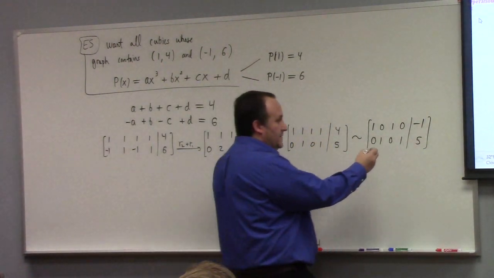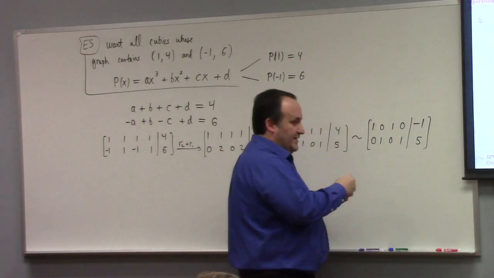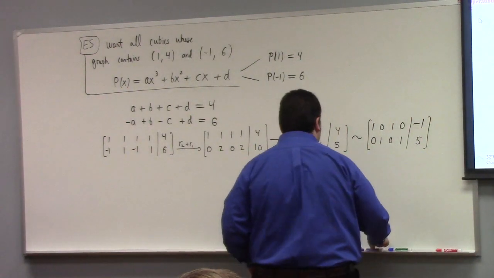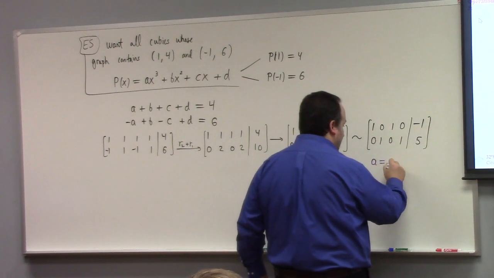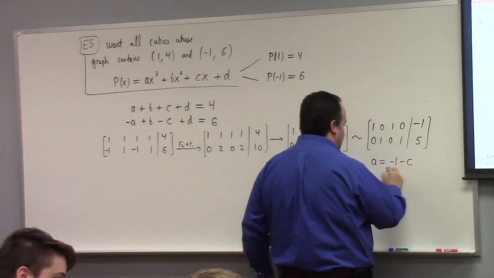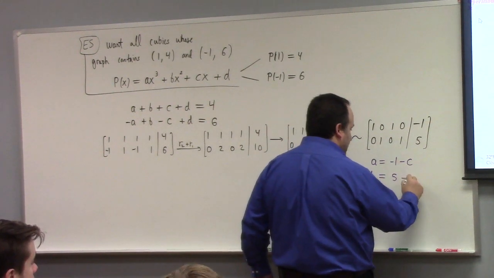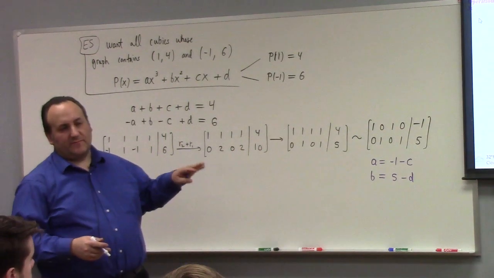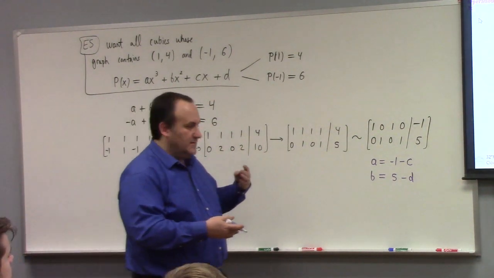This means that A is equal to minus 1 minus C, and this means that B is equal to 5 minus D. Notice that I just went ahead and skipped the middle step of writing the equations. Do you see what's going on here, guys?